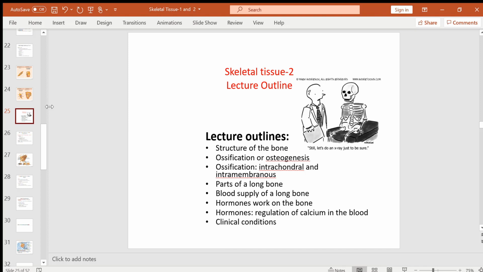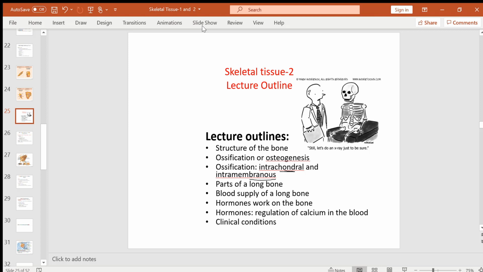Ossification or osteogenesis occurs in two different ways. Some bones of your body are formed by intracartilaginous ossification, and some bones are formed by intramembranous ossification. So we'll talk about both intracartilaginous and intramembranous ossifications.